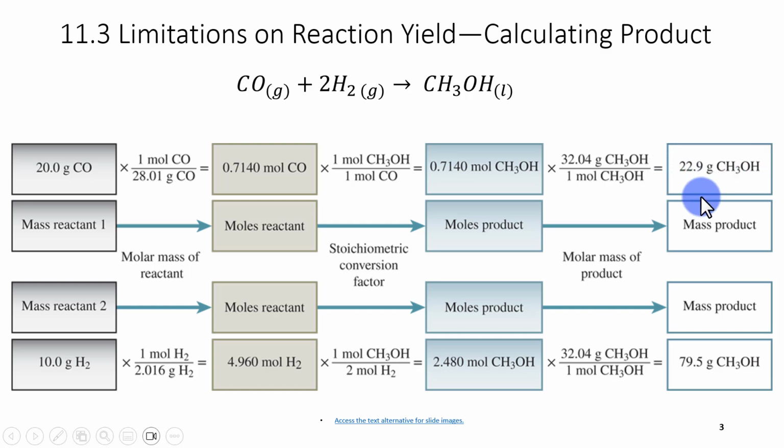And I cannot make any more product than what CO dictates, what it allows me to make. So I will only make 22.9 grams of CH3OH, use up all CO, and have a little bit of H2 left after the reaction is done.